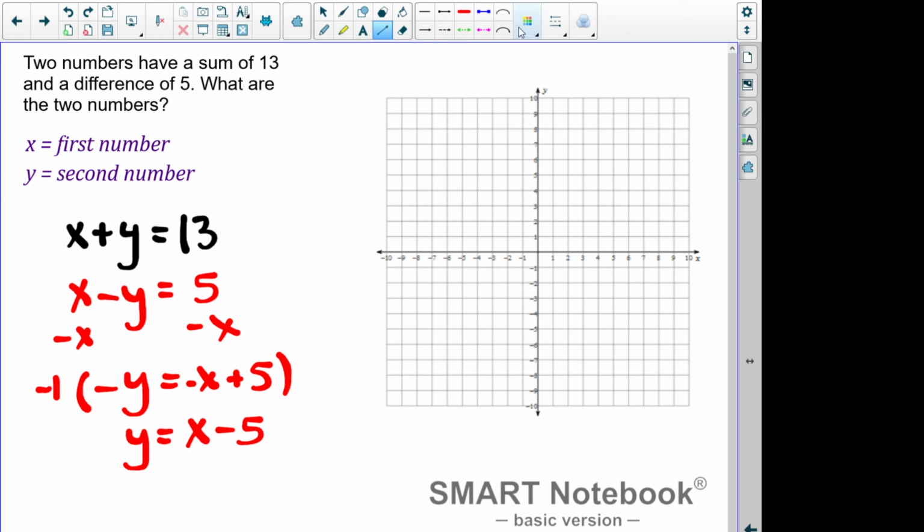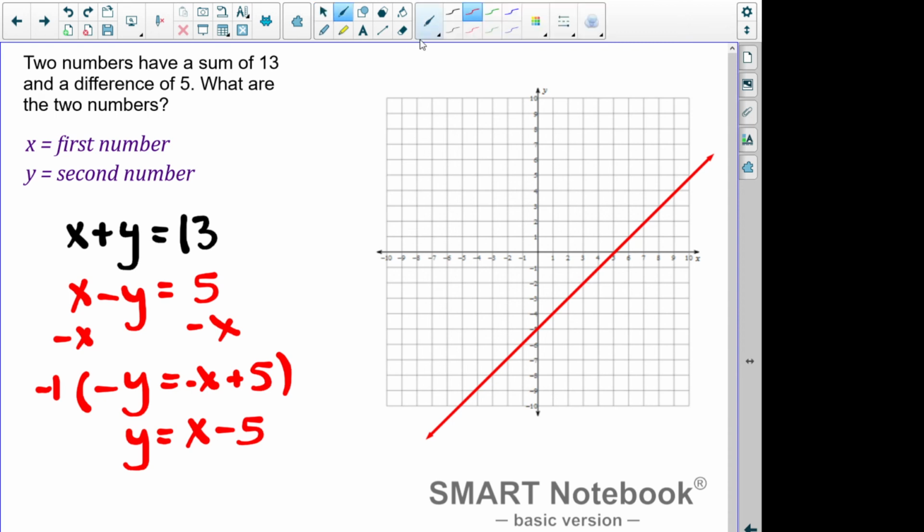I know that my y-intercept is negative 5, and it has a slope of 1. So every time it goes over 1, it goes up 1. And so I can map that out. It actually goes right along the grid dots there. I'm going to extend it this way. So there's my red line there.